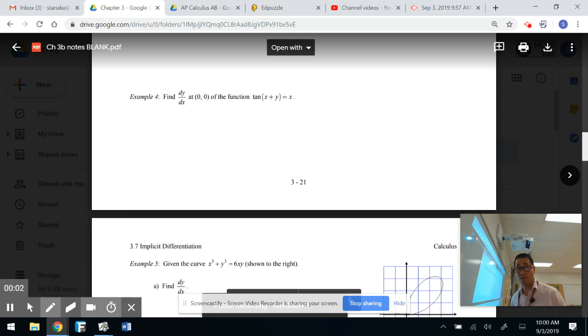Whoa, class, that was a little crazy, right? We're going to keep on rolling here. Part 2 of implicit differentiation. All right, let's find dy/dx for this particular function right there.